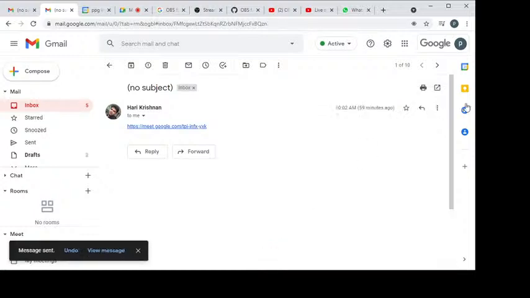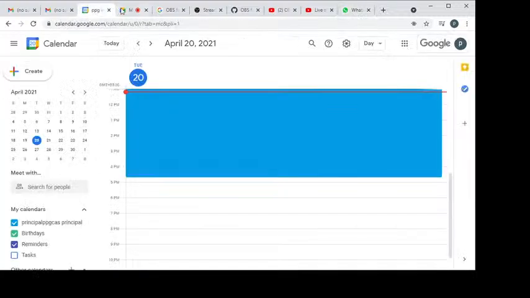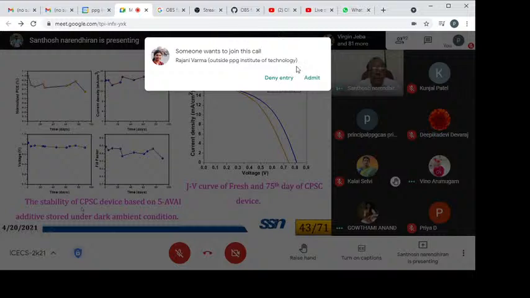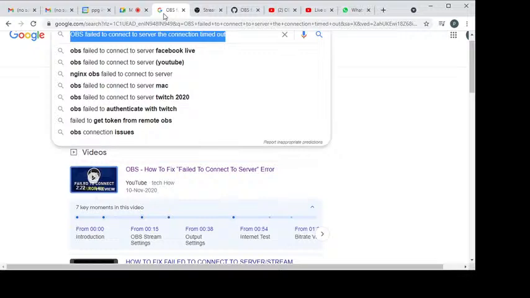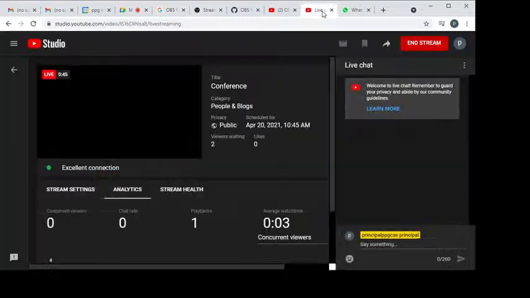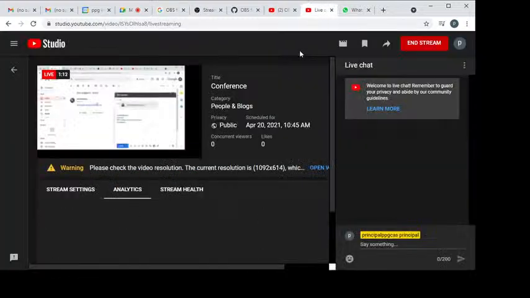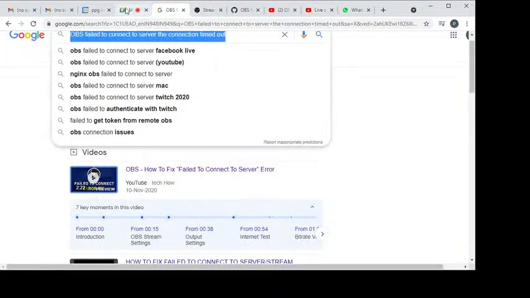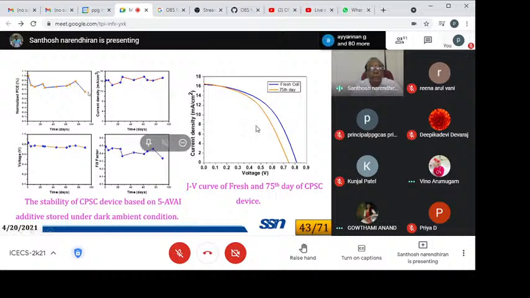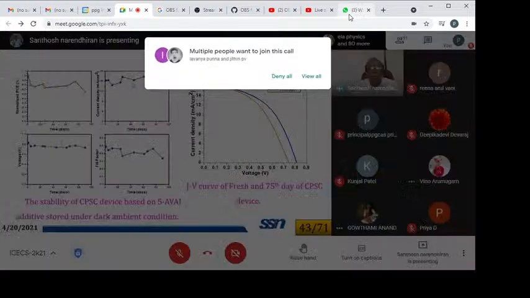And again, with the time, what happens? The stability of carbon-based perovskite solar cell device based on this additive, stored under dark ambient conditions. So with the additive, if you see the efficiency, it stays for a long time like this, then it deteriorates. And if you see the current density with the time, it's nearly steady. There is no big loss.